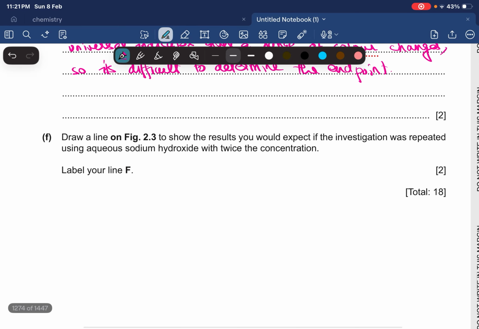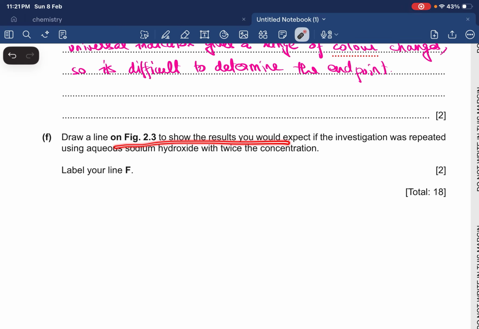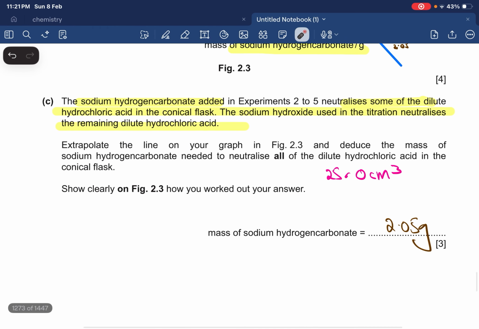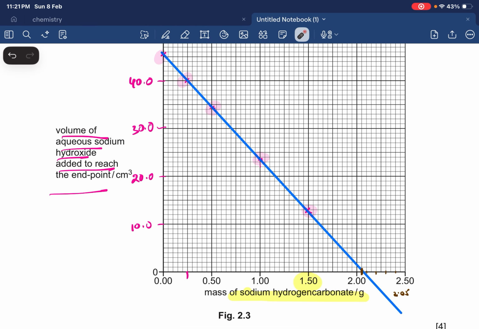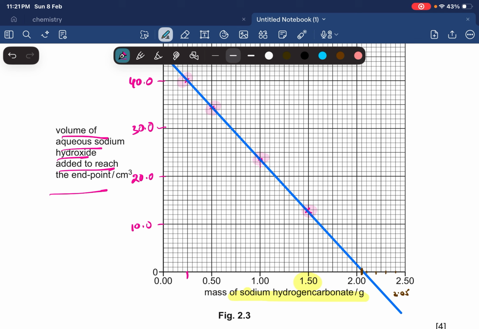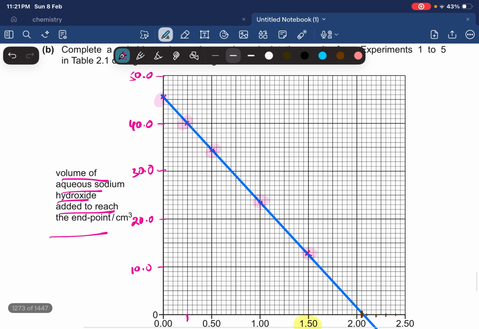Simple. Draw a line on figure 2.3 to show the results you would expect if the investigation was repeated using aqueous sodium hydroxide with twice the concentration. If you use twice the concentration, then the volume would halve. Why would the volume halve? Because twice the concentration means you have more moles, right? So the graph would start, it would be the same line. I'm going to draw a line and show you. It would be the same line, something like this.